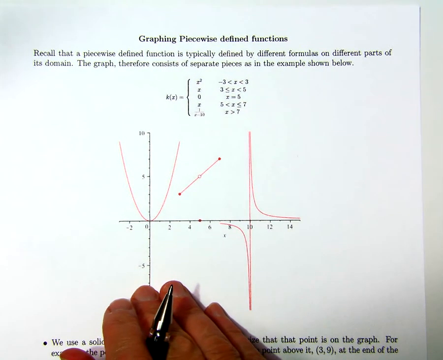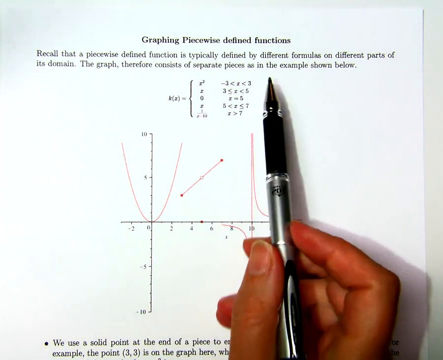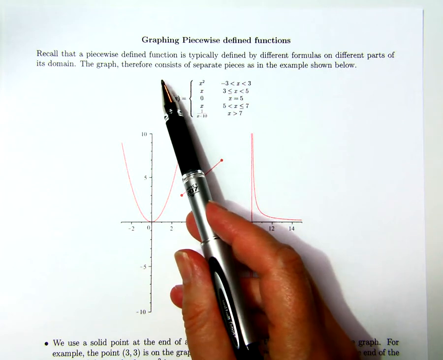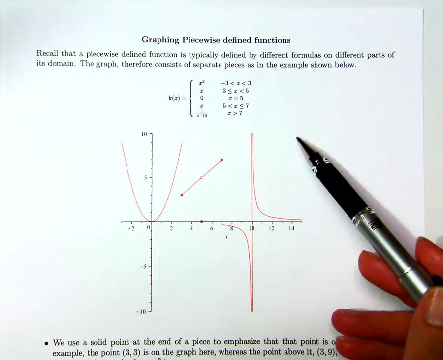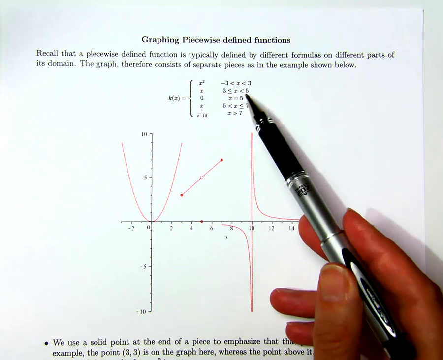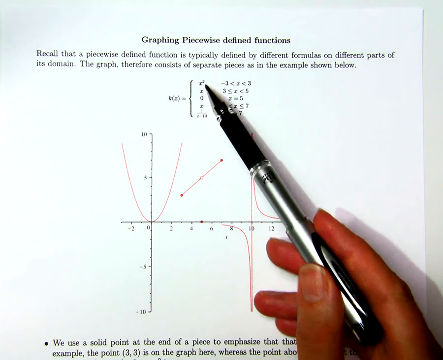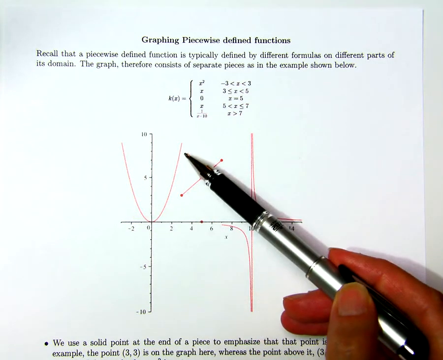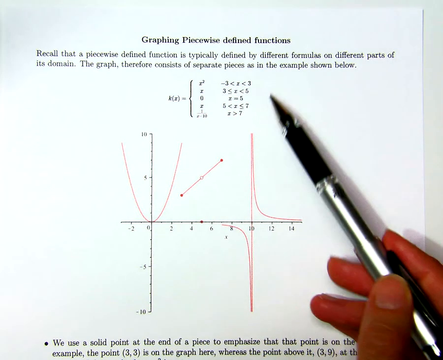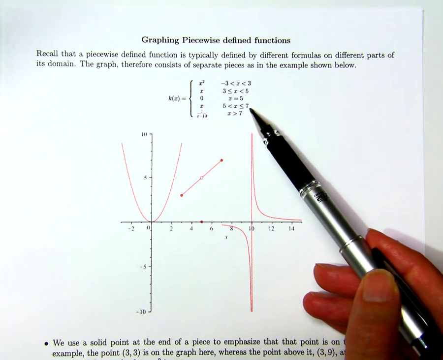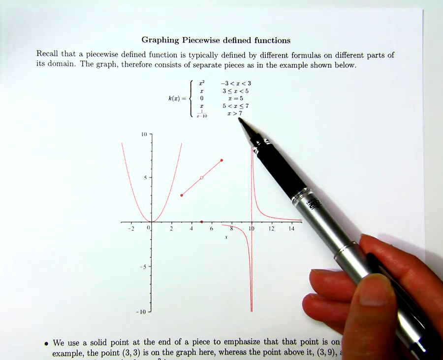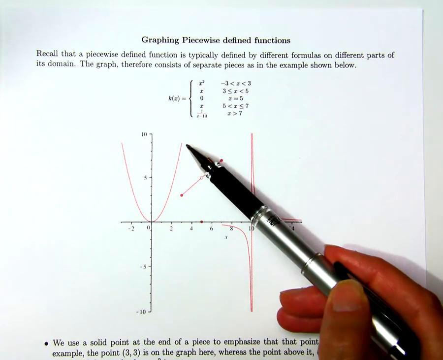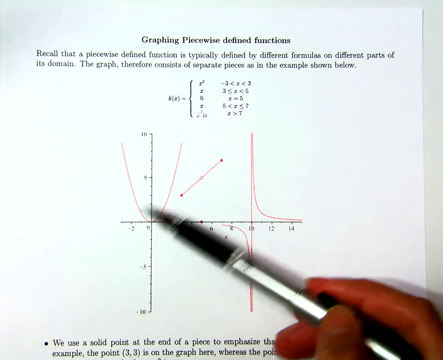Recall that a piecewise defined function typically has different formulas for different parts of its domain, and therefore the graph consists of separate pieces. So we have here an example. We have h of x follows the graph of x squared between -3 and 3. We see the domain of this function extends from -3 to 7, actually to infinity because it's defined for x bigger than 7. And from -3 to 3, the graph of this function is the graph of y equals x squared.